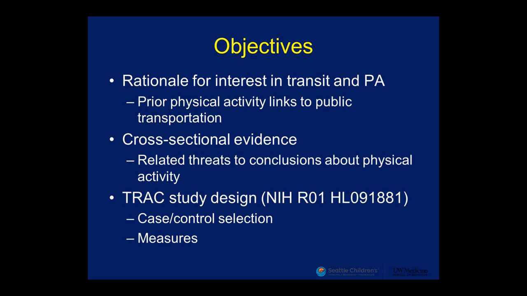We'll lay out some of the rationale and the existing evidence for links between transit and physical activity. I want to highlight some of the threats to the conclusions about whether better or more transit necessarily would increase an individual's or a population's level of physical activity. And then discuss some of the case and control definitions, sampling, and recruitment issues we ran into, and then discuss some of the measures decisions we made and lessons we learned from that process.